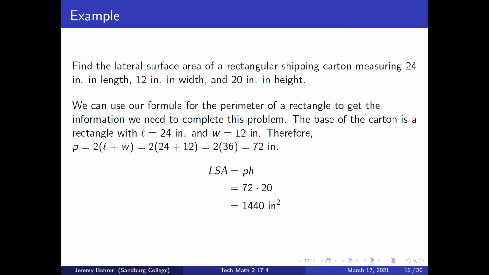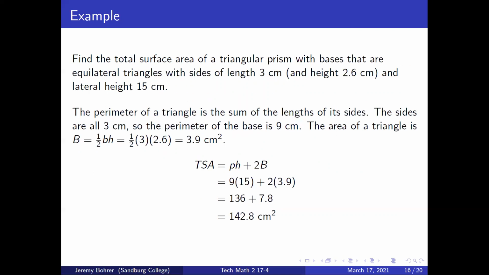Find the lateral surface area of a rectangular shipping carton measuring 24 inches in length, 12 inches in width, and 20 inches in height. We can use our formula for the perimeter of a rectangle to get the information we need to complete this problem. The base of the carton is a rectangle with L equals 24 inches and W equals 12 inches. Therefore, P equals 2 times (L plus W), which is 2 times (24 plus 12), which is 2 times 36, which is 72 inches. Then LSA equals PH, which is 72 times 20, which is 1,440 square inches.